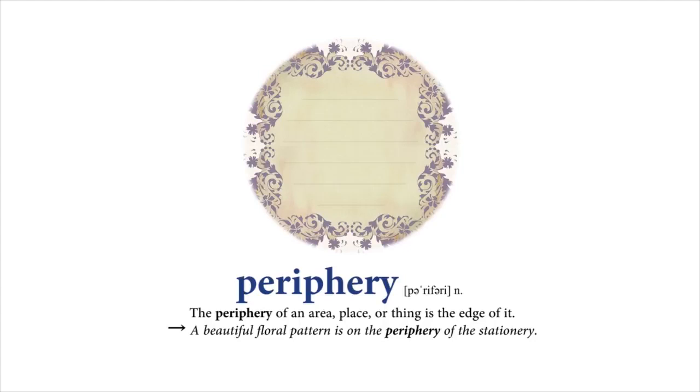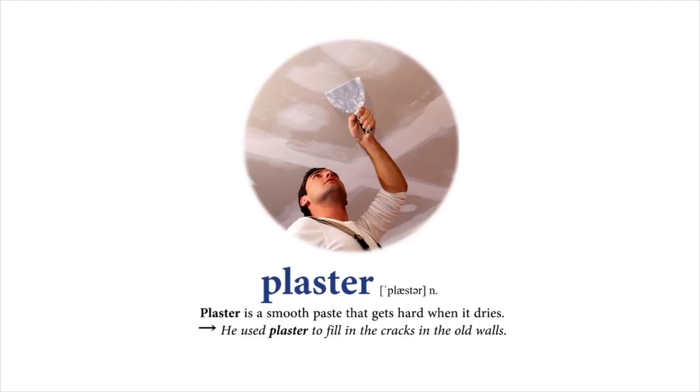Periphery. The periphery of an area, place, or thing is the edge of it. A beautiful floral pattern is on the periphery of the stationery. Plaster. Plaster is a smooth paste that gets hard when it dries. He used plaster to fill in the cracks in the old walls.